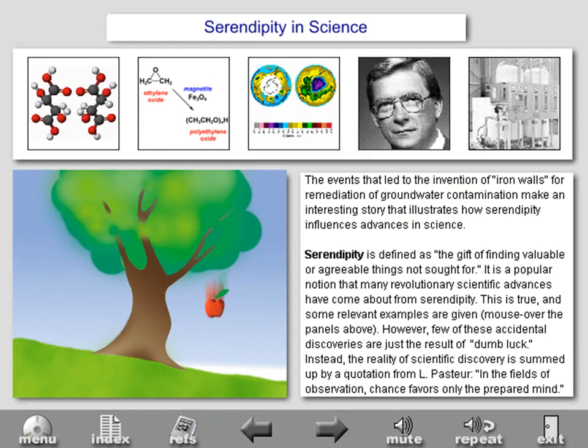Critical to the success of permeable reactive barriers was the discovery that iron metal could be used to degrade some common groundwater contaminants. The discovery of iron metal as a means to remediate contaminated groundwater is a good example of serendipitous discovery in science. Serendipitous discovery is the discovery of one result while looking for another.